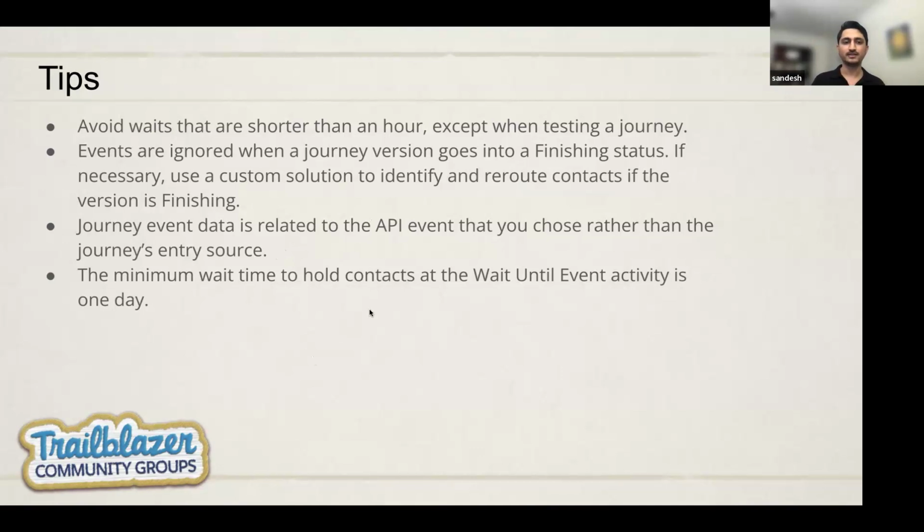The third one here is a disclaimer that the journey data in the context of the wait until event API means the data that's coming in through the API, not the journey data that comes in through the entry source, which could be different. And the minimum wait time to hold contacts at the wait until event activity is 1 day. You cannot expire the event in less than 1 day.